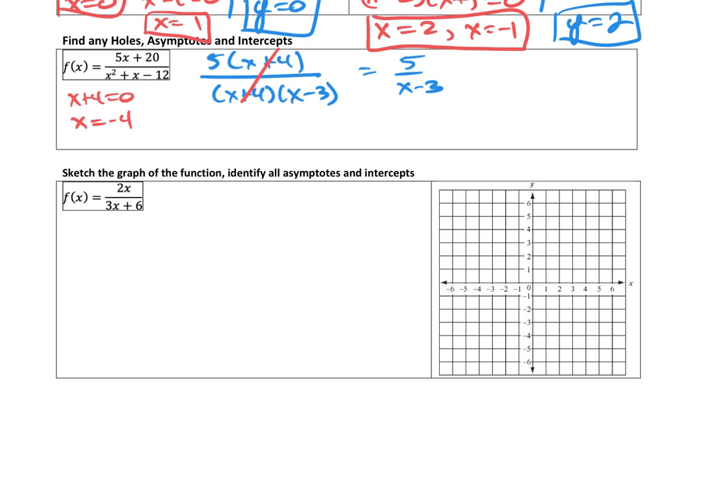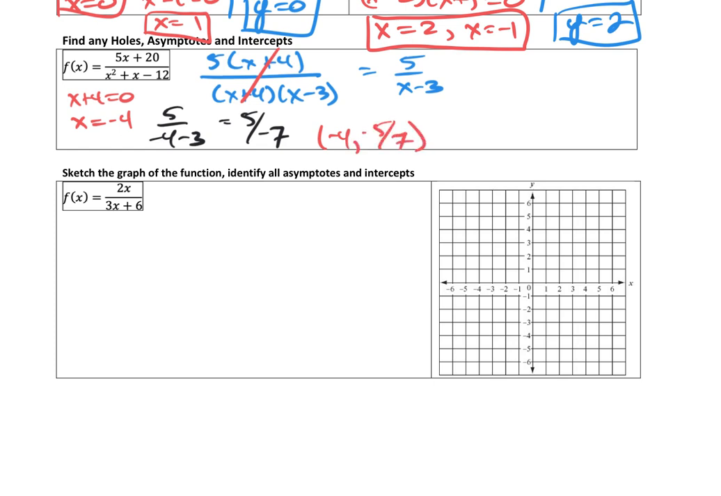To find the y value for my hole, again, we're going to take that value and plug it into the simplified expression, which means that we're going to have 5 over negative 4 minus 3, which is going to be 5 over negative 7. So I have a hole at the point negative 4 and negative 5 over 7.